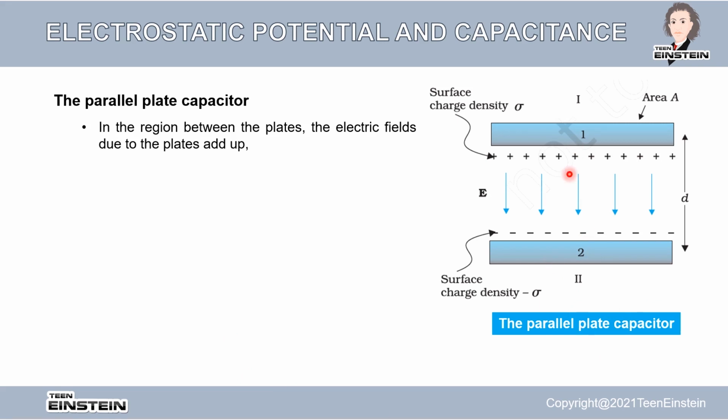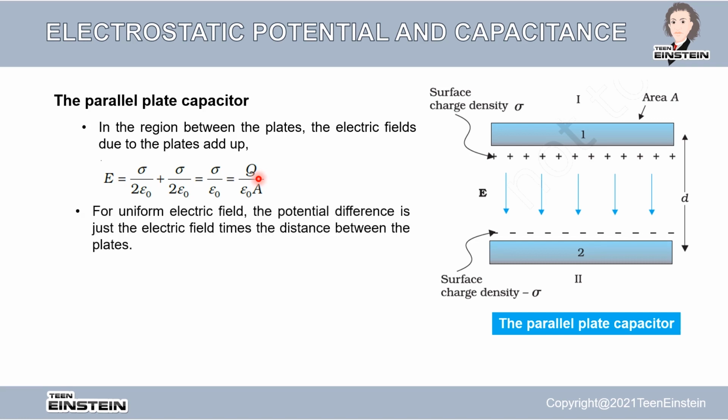So what happens in between the plates? Let's take a point here and see what happens to the electric field at that point. Due to plate 1, the field is going down. Due to plate 2 also, the field is going down because it is towards the plate. So then we have sigma by 2 epsilon 0 plus sigma by 2 epsilon 0 equal to sigma by epsilon 0. And what is sigma? Sigma is nothing but the surface charge density Q by A. So we have E equal to Q by epsilon 0 multiplied by A.